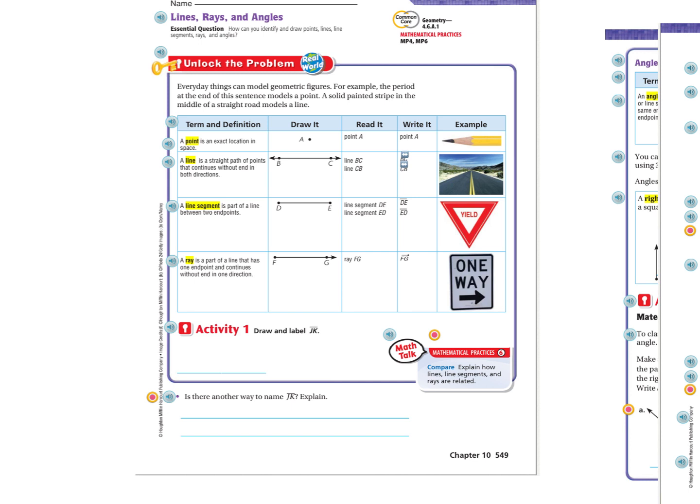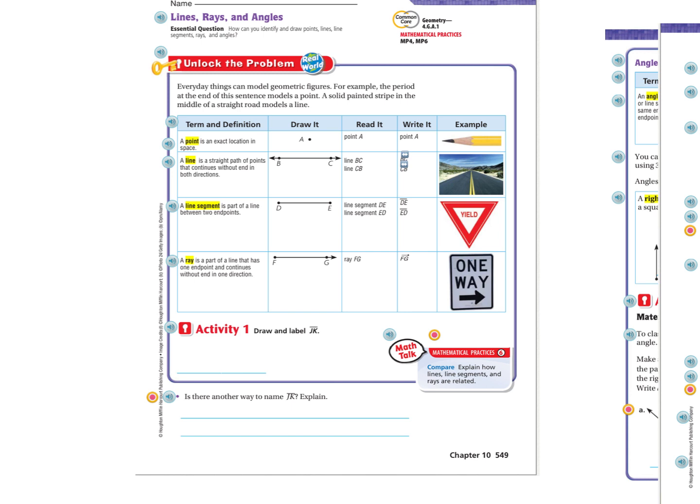Okay, so term and definition. We already read this earlier when we played Mrs. Copeland Says, but a point is an exact location in space. How you draw it is, can you see A and then there's a point right next to it? You read it. Point A. And you write it. Okay, an example is the point of this pencil.